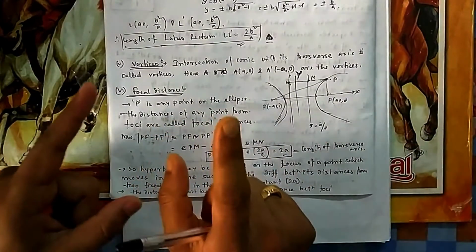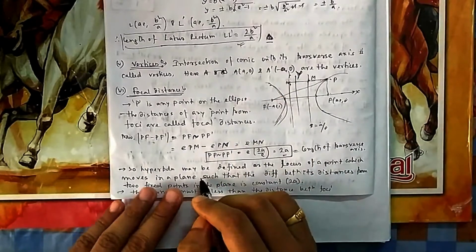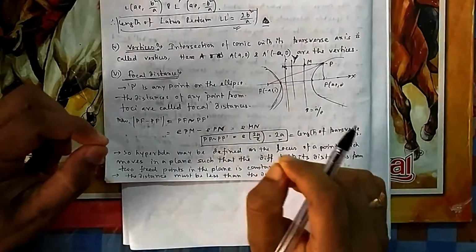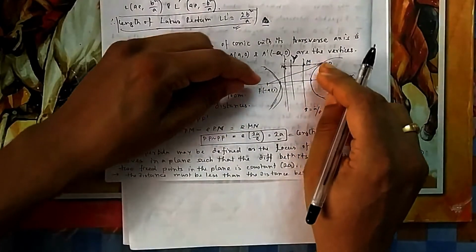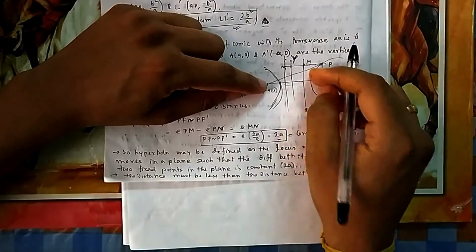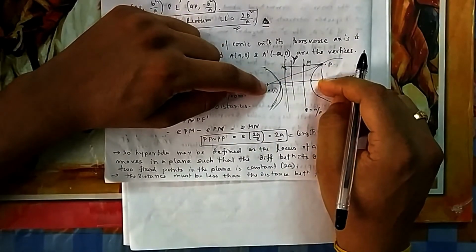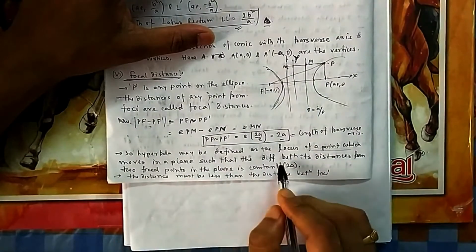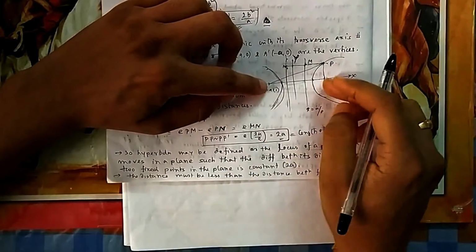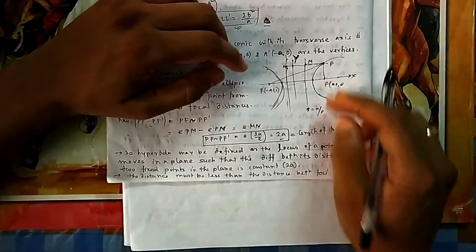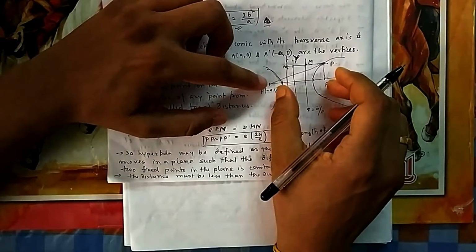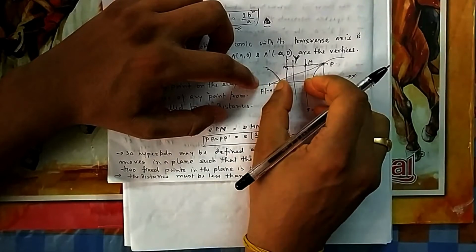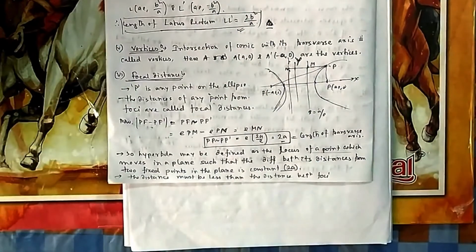In the ellipse, the summation of the focal distances was fixed. So you can say the hyperbola is the locus of all points whose difference between the distances from two fixed points, the two foci, is always constant. It is defined as the locus of a point which moves in a plane in such a way that the difference of its distances from two fixed points F1 and F2 always remains constant, 2a, and that 2a is obviously less than the distance between the foci. You can see the distance between the foci is this much, and 2a is this much. So that 2a will obviously be less than the focal distance.